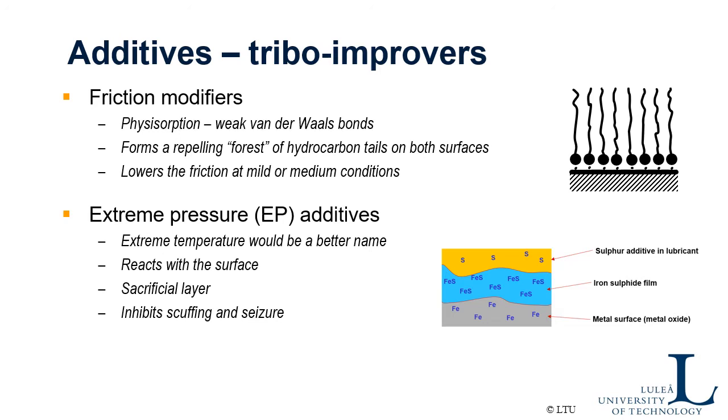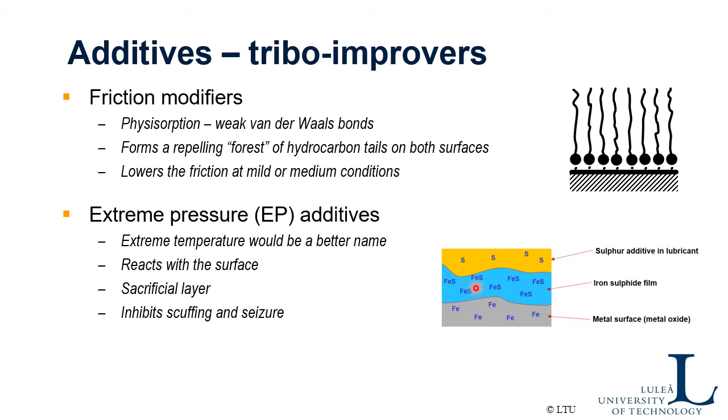The extreme pressure additives then, they form when the temperature becomes high, so extreme temperature additives would be better. They react with the surface and, instead of forming an oxide layer, you form a sulfide layer. And that reaction is faster than the oxide formation. So this is useful when you have very high PV numbers, when you have a lot of energy, when you have a big risk of scuffing or seizure. So you form a sacrificial layer of iron sulfide in this case.